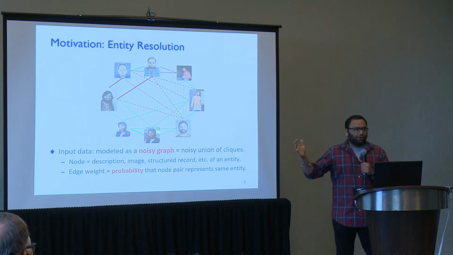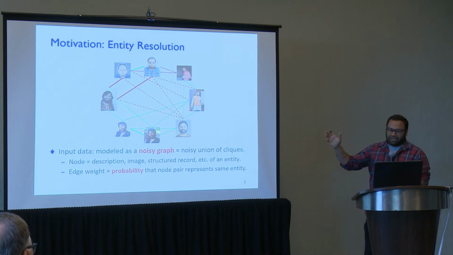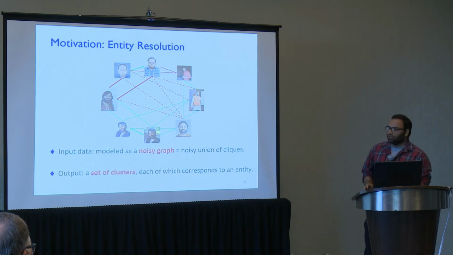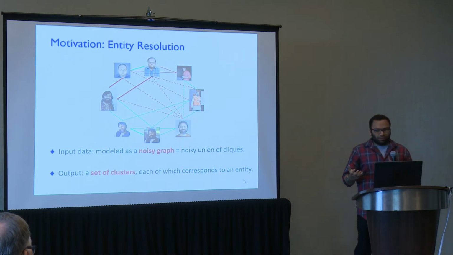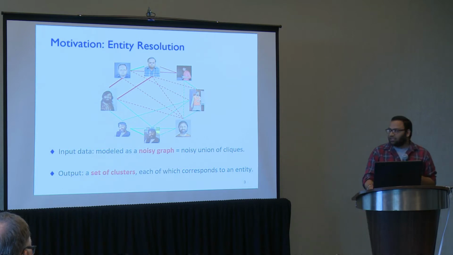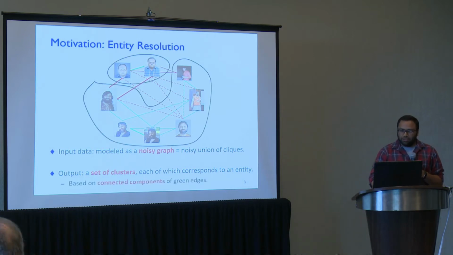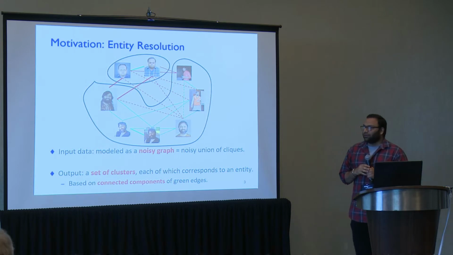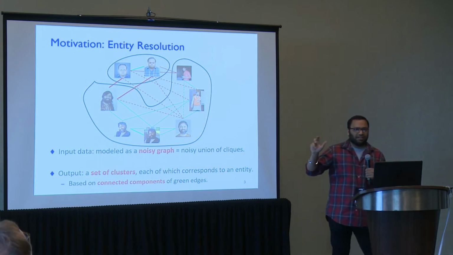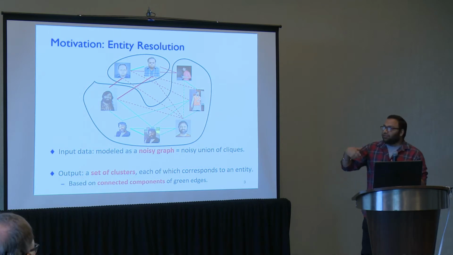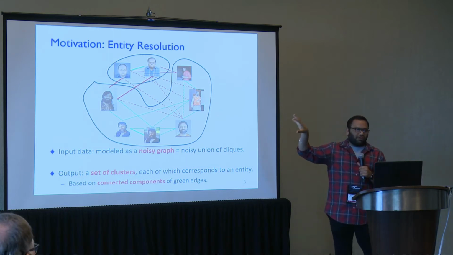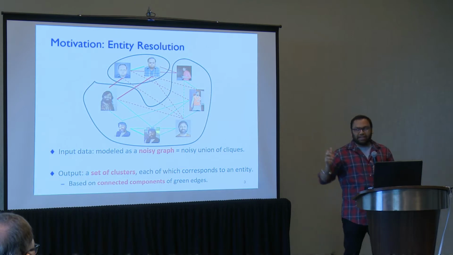So given this input, we would like to figure out what the entities present in this data set are and output those clusters. And each cluster corresponds to a single entity. So given this problem, let's see what easy automatic solutions we could come up with. One of the common solutions could be that we figure out the connected components over the green edges. Green edges are the ones which are highly likely to be the same entities. So we could calculate the connected components of the graph and return those as the different entities.